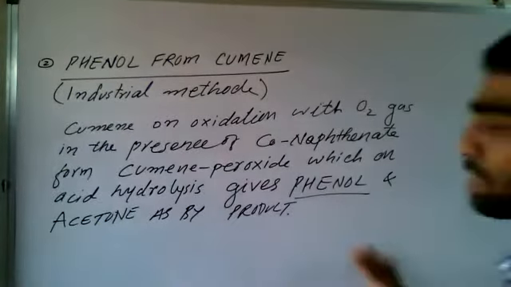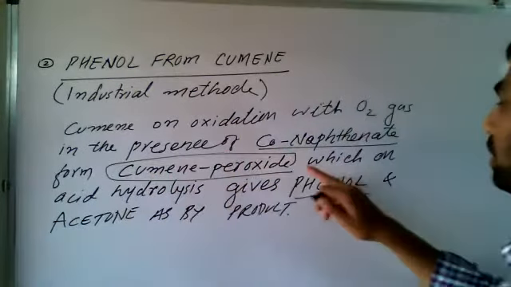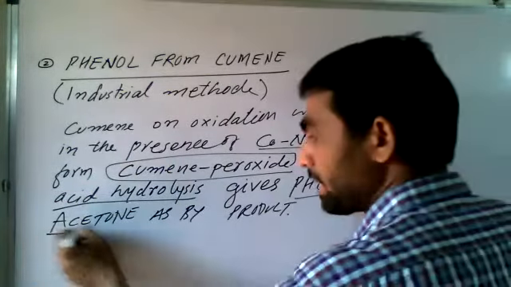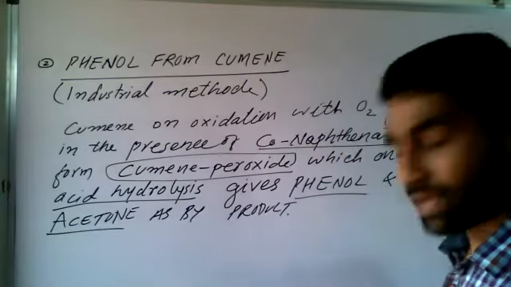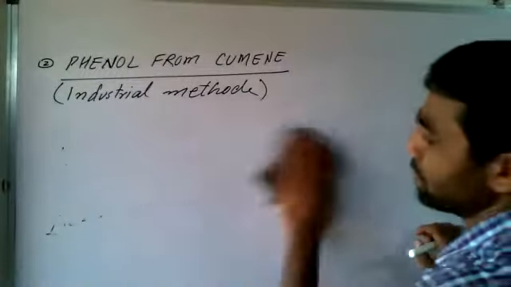Okay, so this is the statement of phenol synthesis from cumene. Let us go for the reaction. So cumene on oxidation with oxygen gas in the presence of cobalt naphthenate as a catalyst forms cumene peroxide, which on acid hydrolysis gives phenol, and acetone is a very important byproduct which forms in this reaction. So let us have a quick reaction for this one.